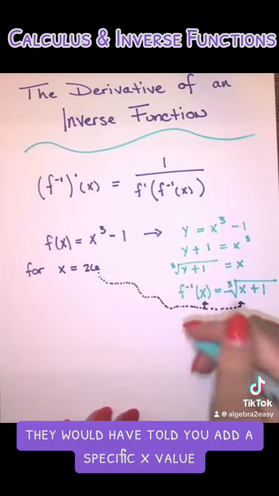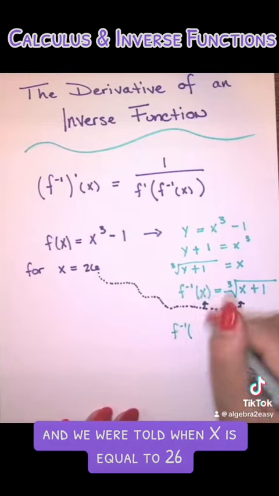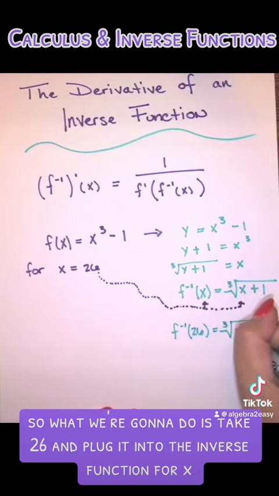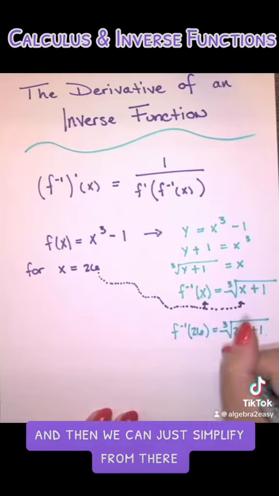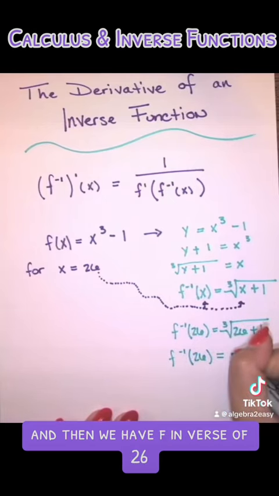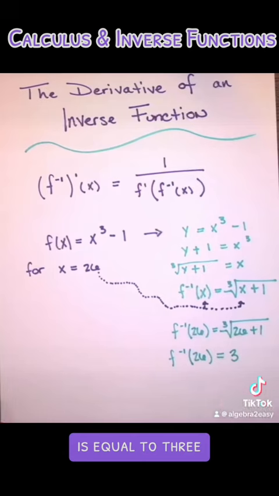Now at this point, if they're having you evaluate it, they would have told you a specific x value. And we were told when x is equal to 26. So what we're going to do is take 26 and plug it into the inverse function for x, and then we can just simplify from there. And then we have f inverse of 26 is equal to 3.